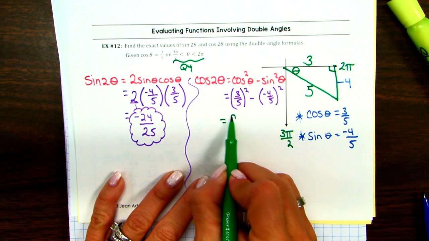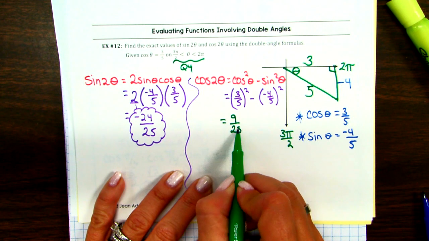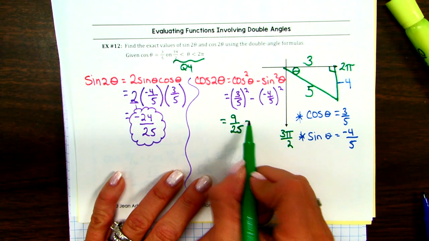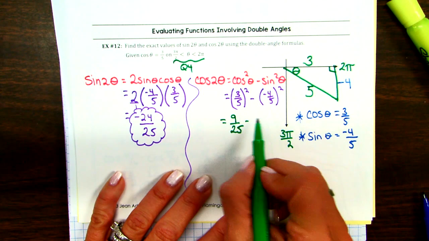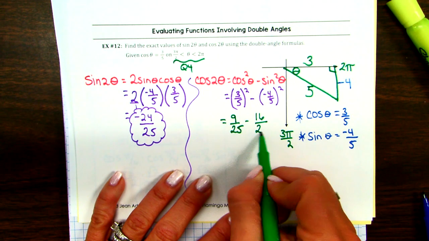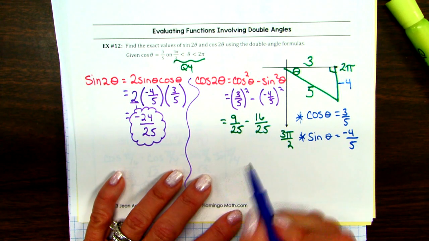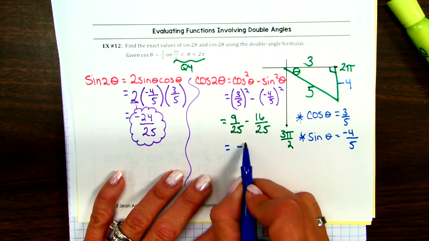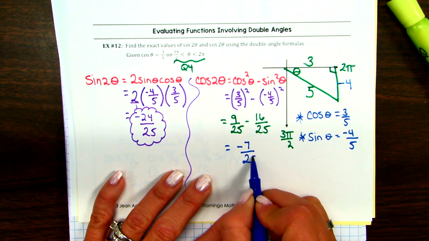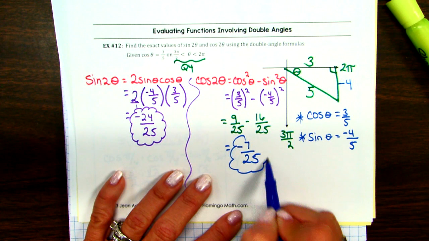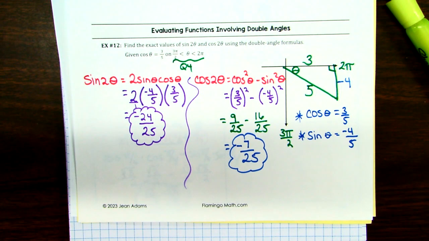So we would get 9/25. When you square something, it's always going to be positive, so that's 16/25. Okay, now I'm subtracting, need a common denominator, have a common denominator. 9 minus 16 is negative 7/25. If I could simplify it, I would, but I can't, so I won't.